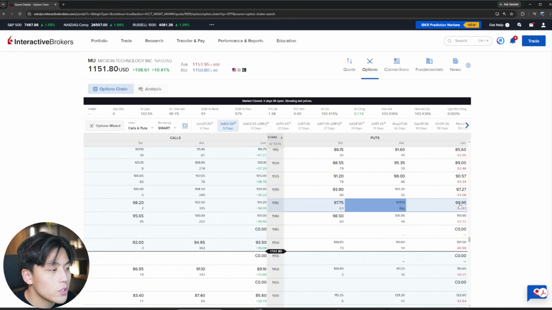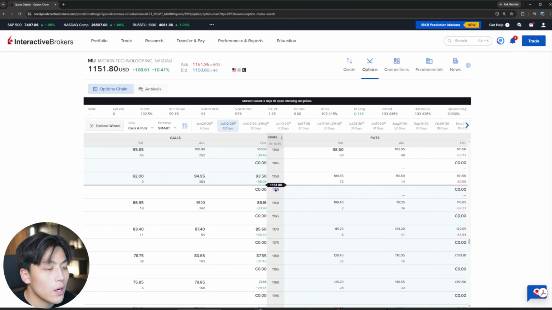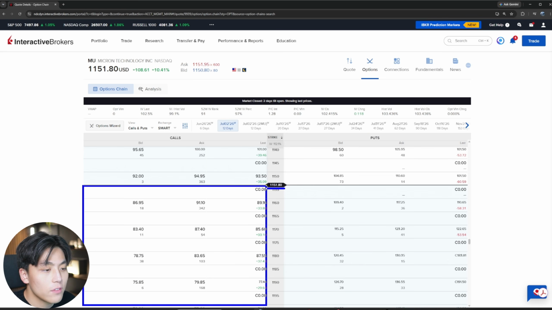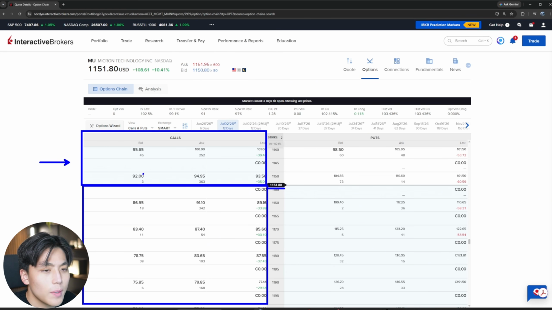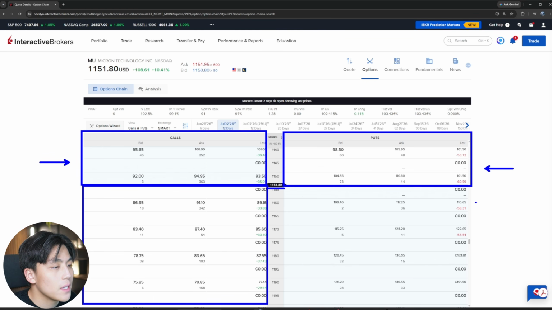Looking at this option chain right here, as you can see, MU is currently worth $1,151 per share. On the left-hand side, we have calls. Everything in the white is out of the money calls. Everything in this blue shaded area, it's a little bit harder to see, is in the money calls. And when we're talking about puts, everything in the white is going to be out of the money, and everything in the blue is going to be in the money.